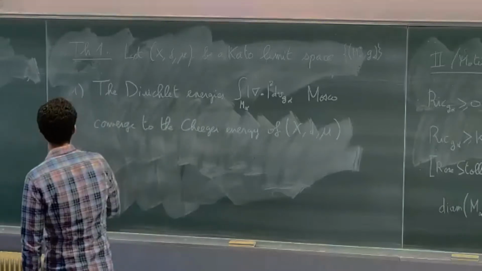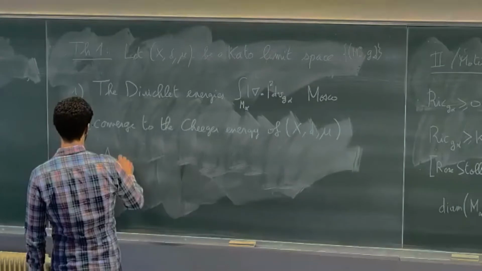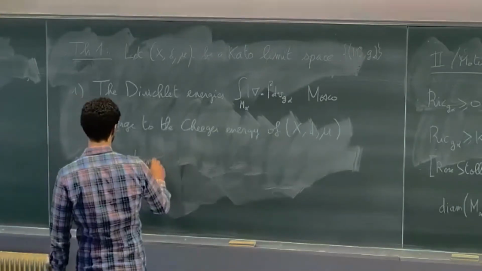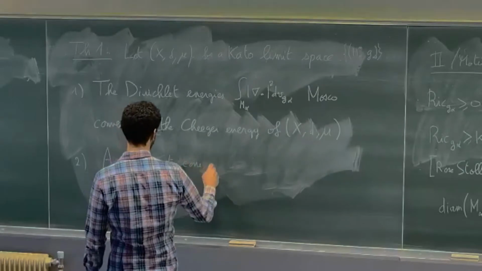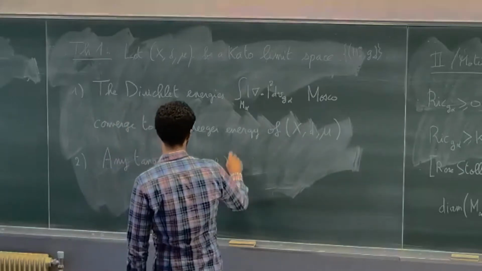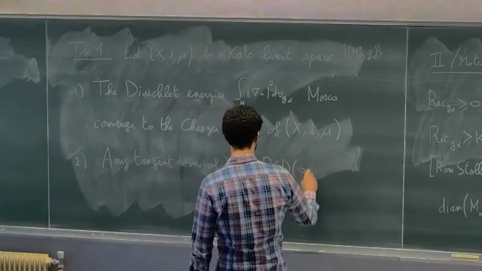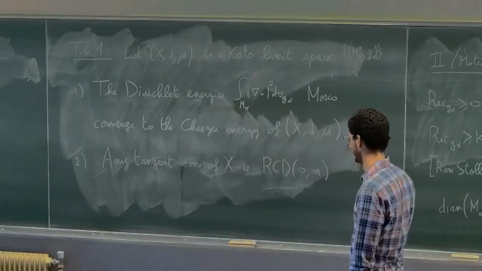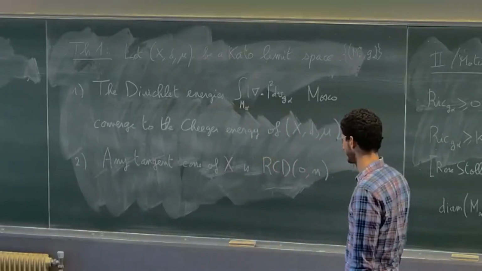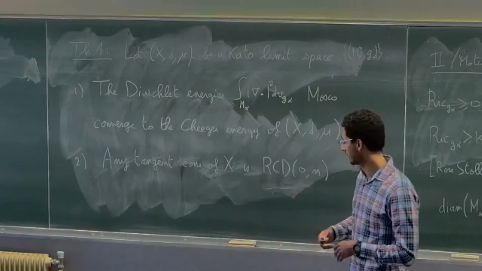Okay, and the second point, so any tangent cone on X nu is RCD(0,n). So this means that in a synthetic sense, Ricci curvature on the tangent cone of X is positive.